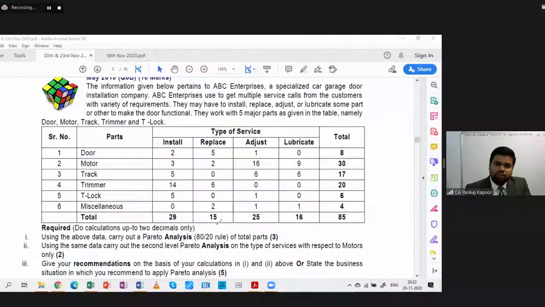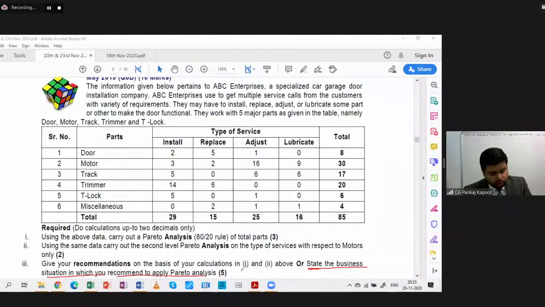Okay, so let's start. Prior to reading this question, which was asked for 10 marks in the May 2019 exam, let's quickly read requirement number 3. What does requirement number 3 say? State the business situation in which you recommend applying the Pareto analysis.